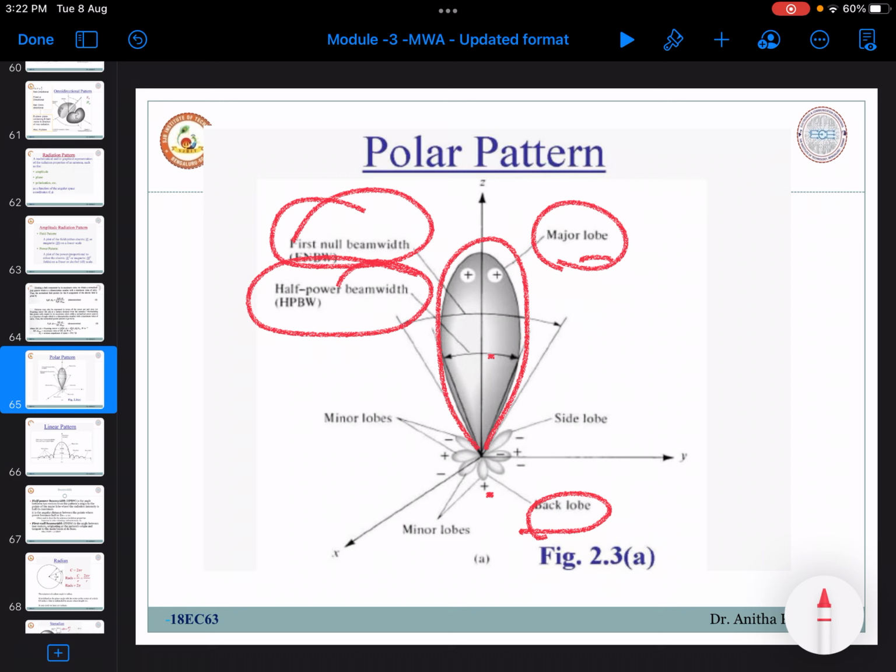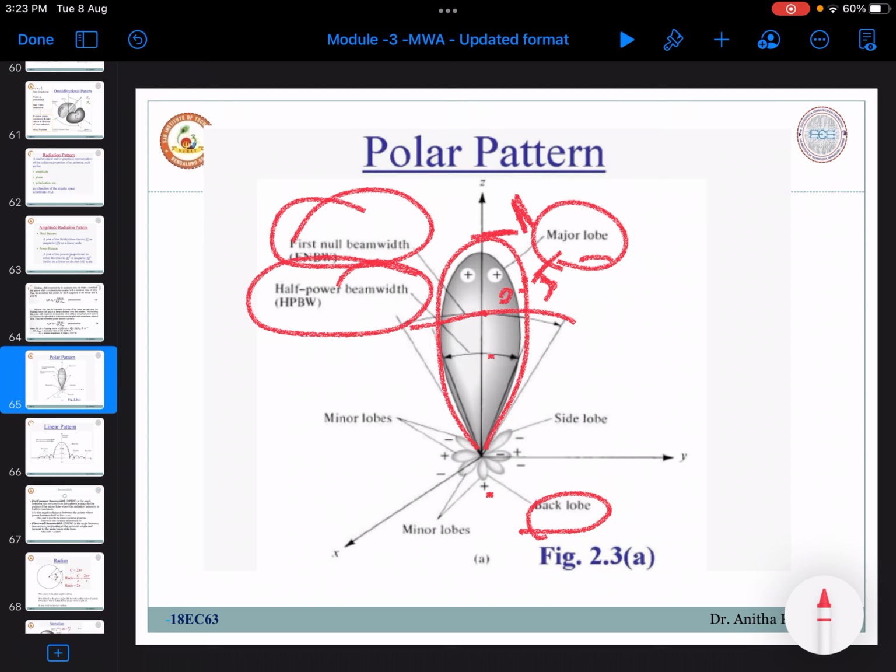Half power beam width, the name itself indicates, if this is a power pattern, and if this is the maximum power, the normalized power, if I consider this as 1, and if I measure the power at this point, it should be 0.5, half, where the power becomes half. It is the angular separation between the points where the power becomes half of its maximum value.